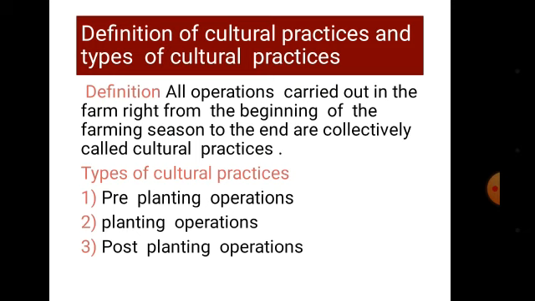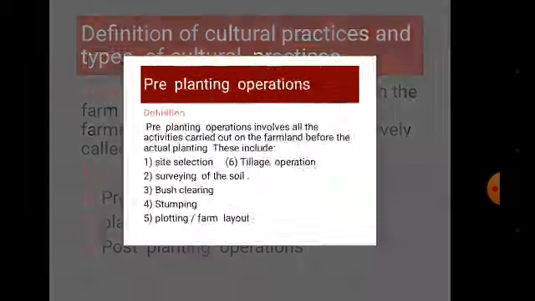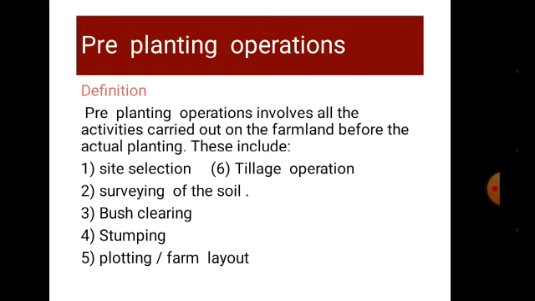We have different levels or types of cultural practices, which we divide into 3: the pre-planting operations, planting operations, and the post-planting operations. What do we mean by pre-planting operations? We are talking about those activities or operations that we carry out in the farm before actual planting of these crops. And what are these activities?